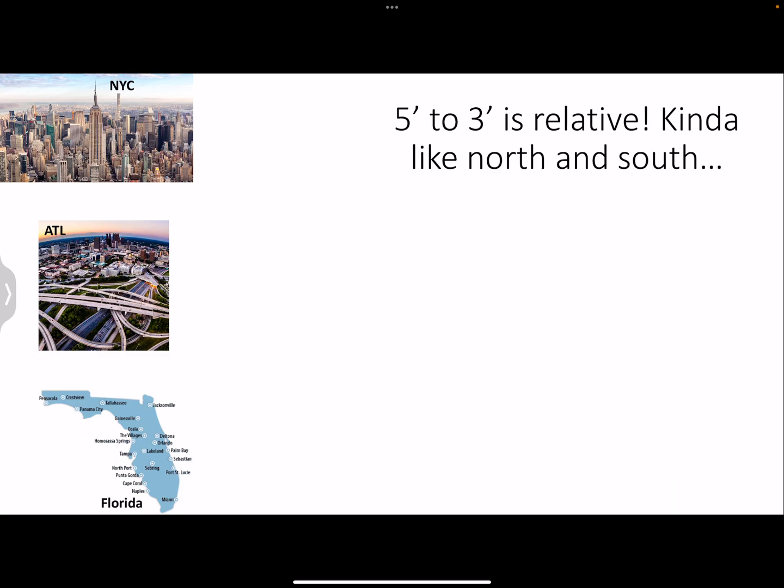To really super duper hammer it in, think of Georgia and Florida, right? So here we have Florida, here we have Georgia, and here we have New York City. So Georgia is north of Florida, and yet it is south compared to New York, right? So something can be north and south at the same time.